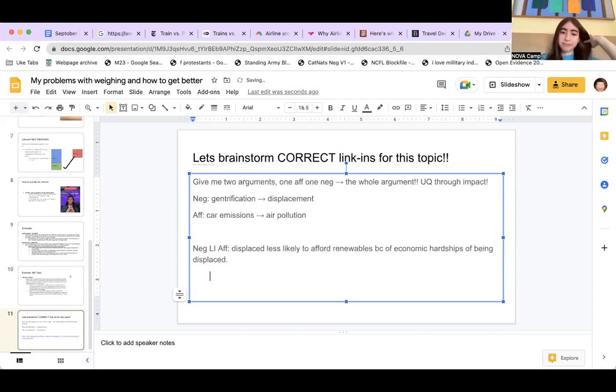How can we weigh this link? Right? Because you need to argue why your link into air pollution is better than their link on car emissions. Displaced people don't have the capacity to do anything else other than not use renewables. Whereas car emissions is a more general argument, and some of the people within that argument might be able to use renewables anyways.